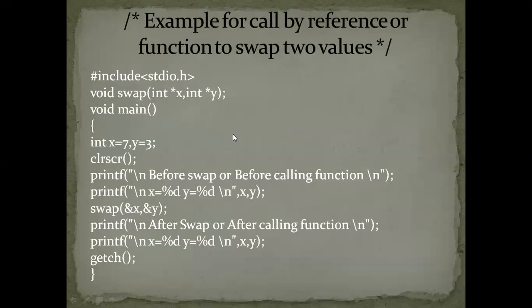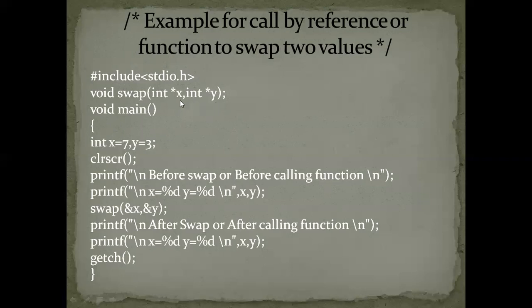Example for call by reference: we are going to write a program to swap two values. This is a header file. What is the name of the function? The name of the function is swap. It doesn't return any value. It has the parameters int pointer x comma int pointer y, or you can say star x and star y. This is how we can denote a pointer. We can see the pointer concept later in detail.